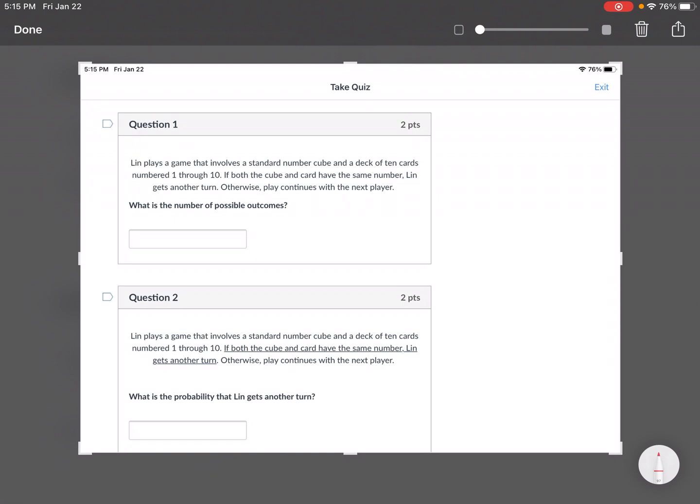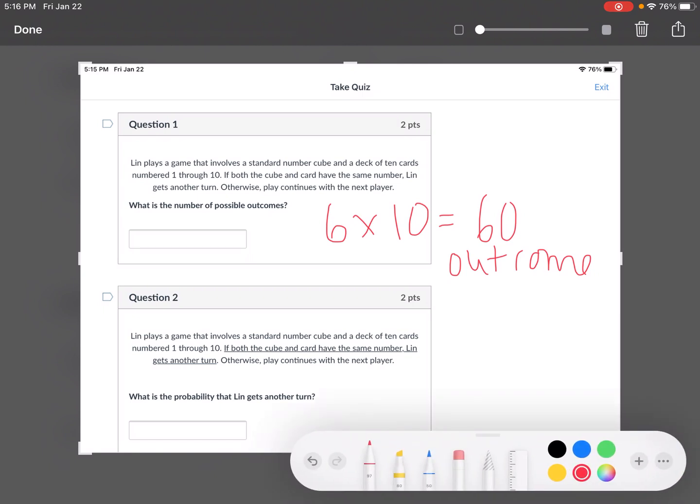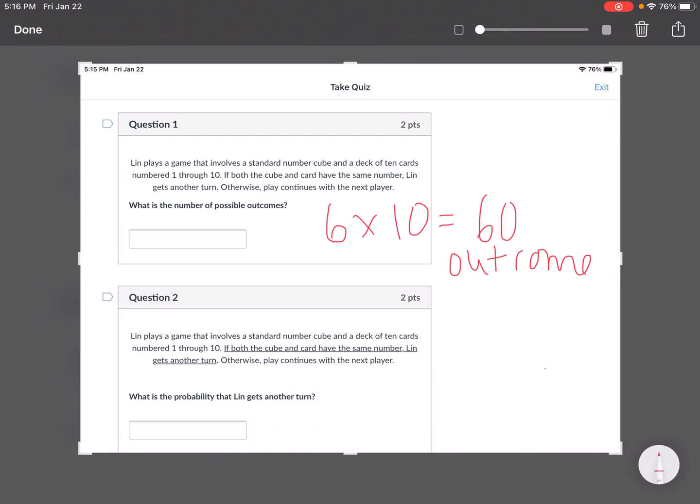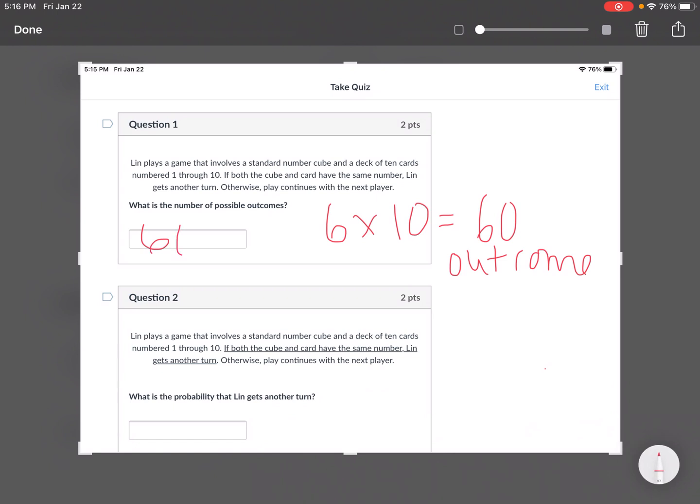So for this one, on the number cube, there are 6 possible outcomes. In the cards, there are 10 possible outcomes. So there are 60 outcomes total. So 60 things could happen because I take the outcomes from the first event, and then I take the outcomes of the second event and I multiply them. Alright, so this answer should have been 60.